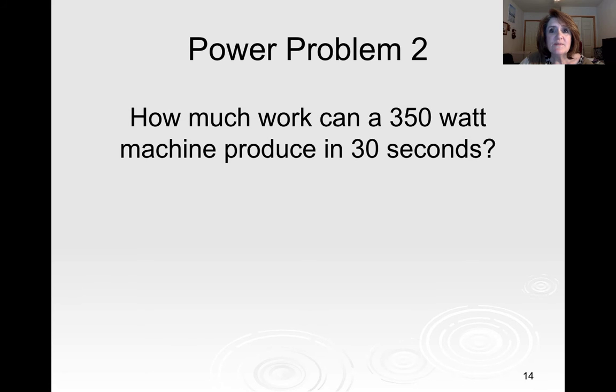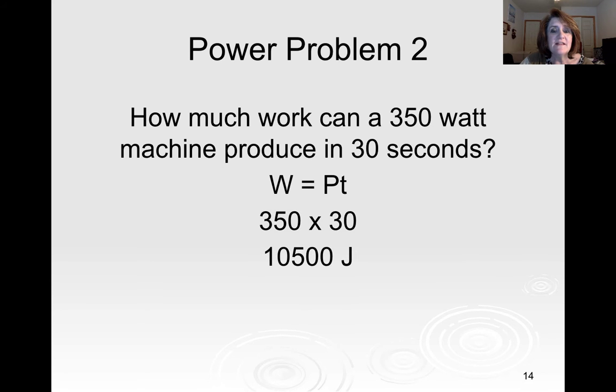How much work can a 350 watt machine produce in 30 seconds? Work is power times time. 350 times 30 would be 10,500 joules of work.